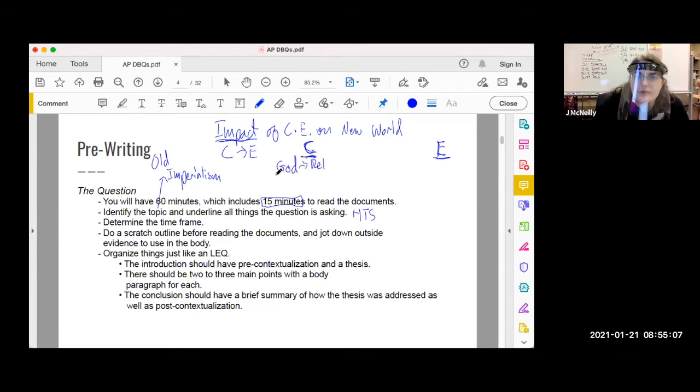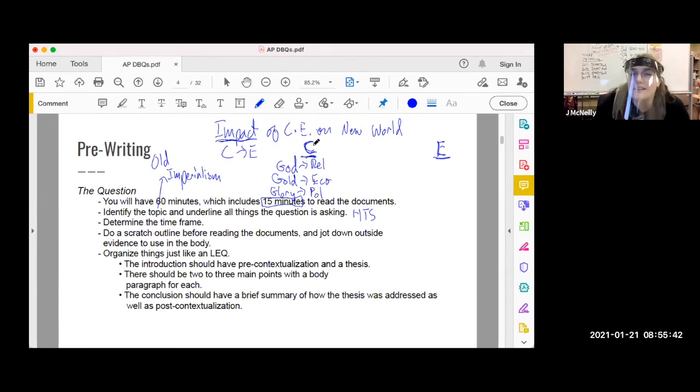Okay, what about for gold? What kind of cause would that be? Wealth, okay, so economic. Because remember, it's not just gold that they're after. They're also after silver and cash crops. What about glory? Status or power, political power. Okay, so we have religious causes, economic causes, and political causes.